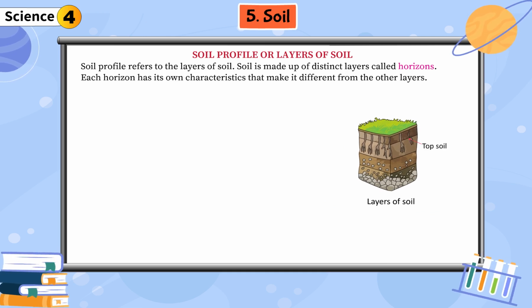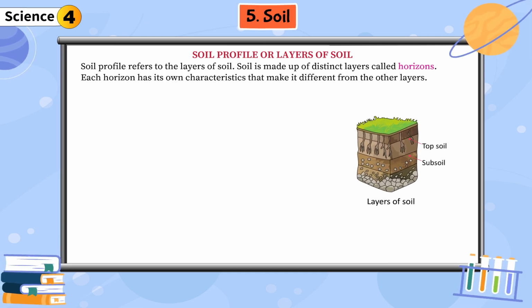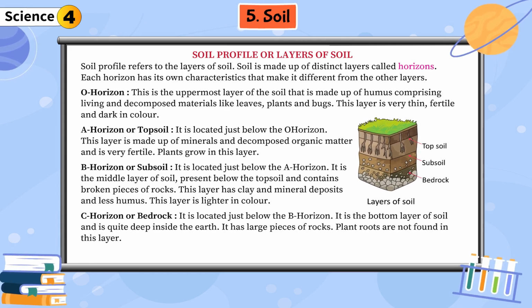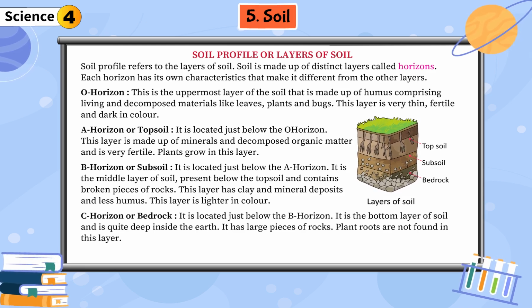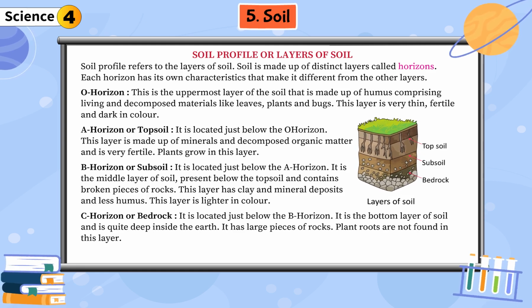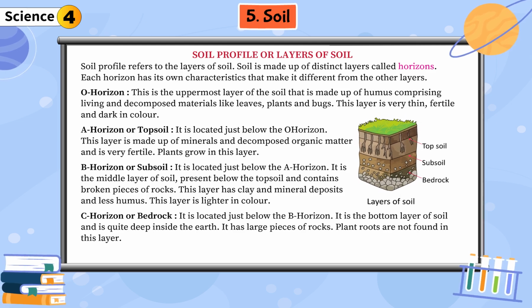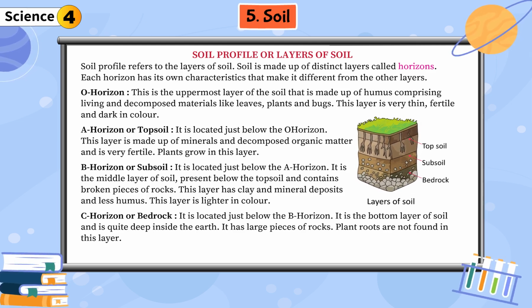Layers of soil: topsoil, subsoil, bedrock. O horizon: this is the uppermost layer of the soil that is made up of humus comprising living and decomposed materials like leaves, plants and bugs. This layer is very thin, fertile and dark in color. A horizon or topsoil: it is located just below the O horizon. This layer is made up of minerals and decomposed organic matter and is very fertile. Plants grow in this layer.